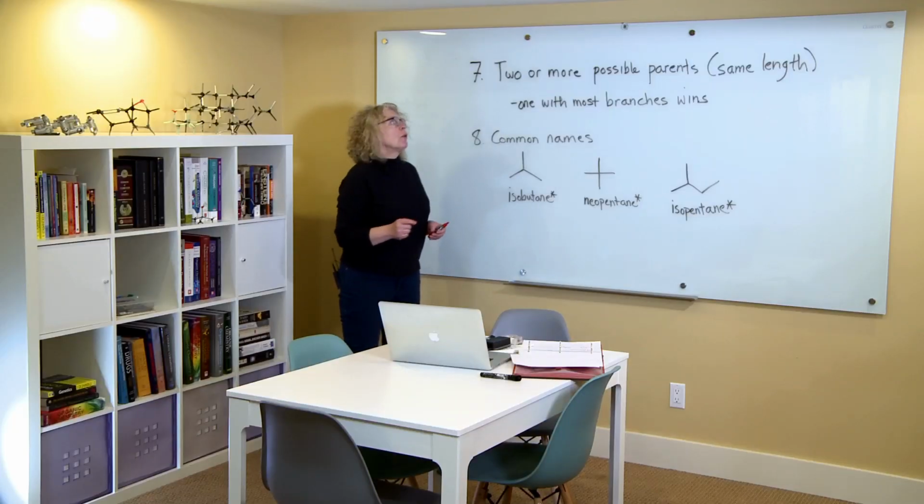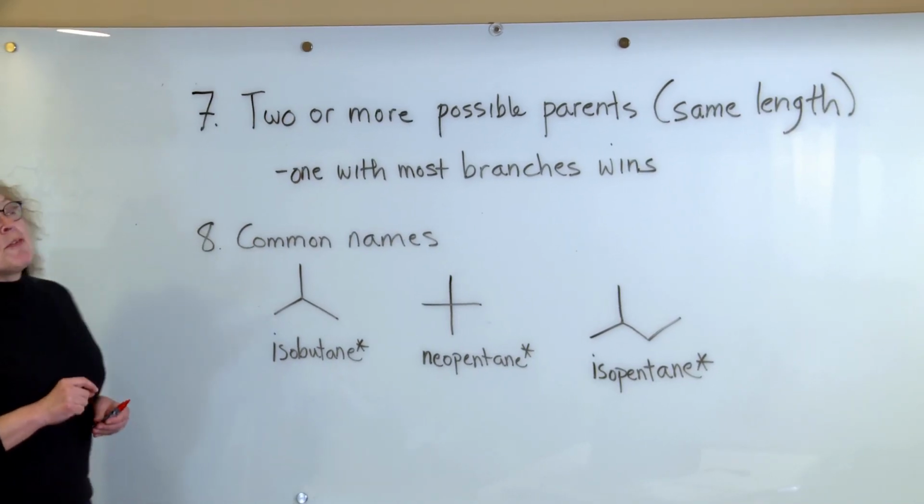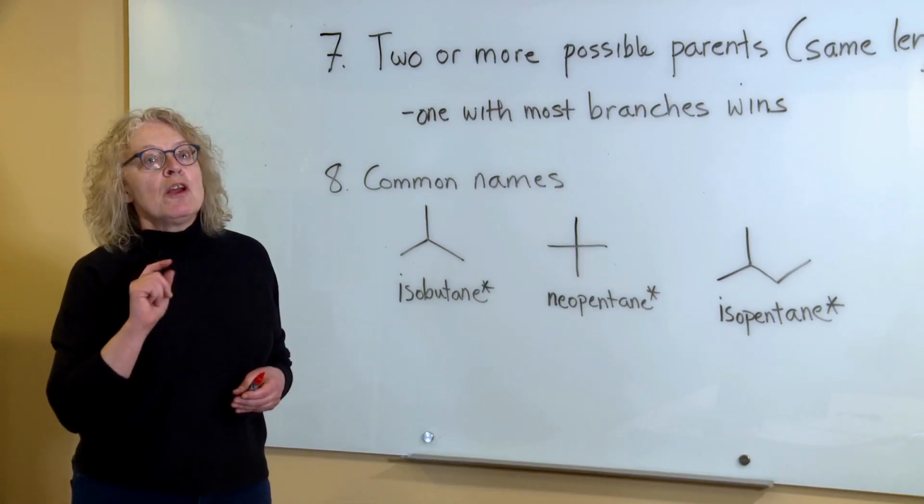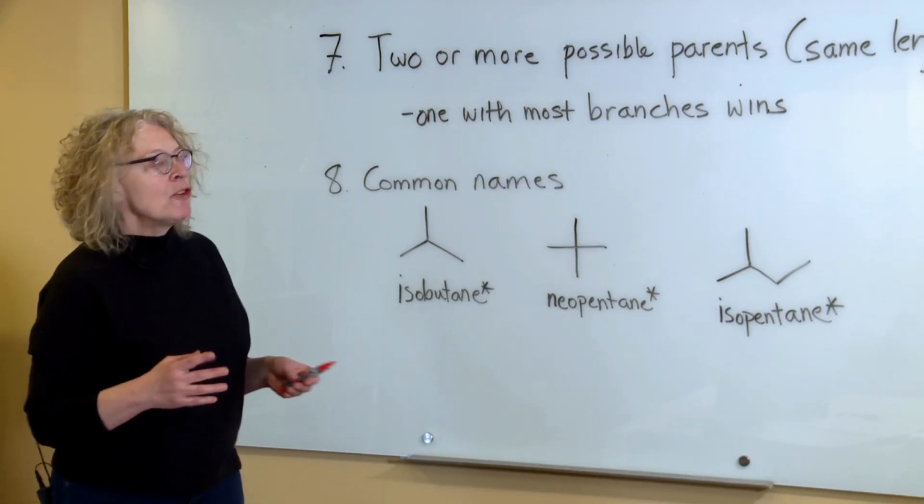The most difficult rule we're going to look at is if there are two or more possible parents in a compound. In other words, you find two chains that are the same length, which do you pick?